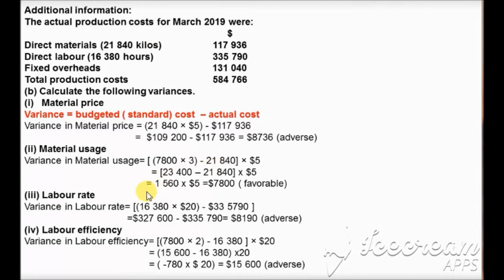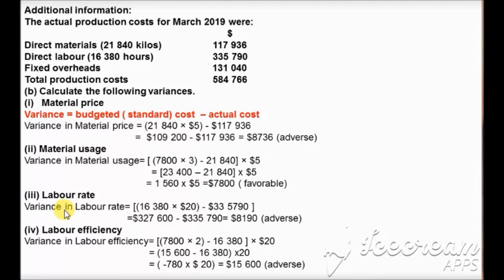So when we subtract this, we'll get the value as 1,560 kilos, and we will multiply this with the material price, which is $5. We'll get the value as 7,800. Favorable variance. Favorable material usage variance means that the material is more efficiently used and there was less wastage of material, and hence in the actual production the material required was less, that is 21,840 kilos, when compared to the estimated or the budgeted material requirement, which was 23,400 kilos, and this will have a positive effect on the profit. Hence it is favorable variance.